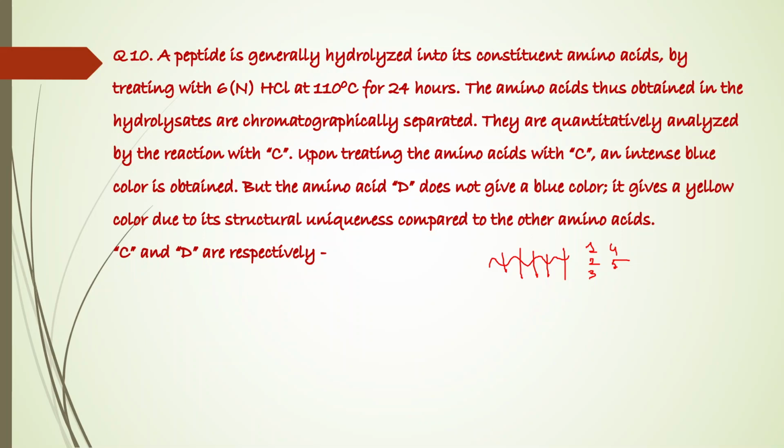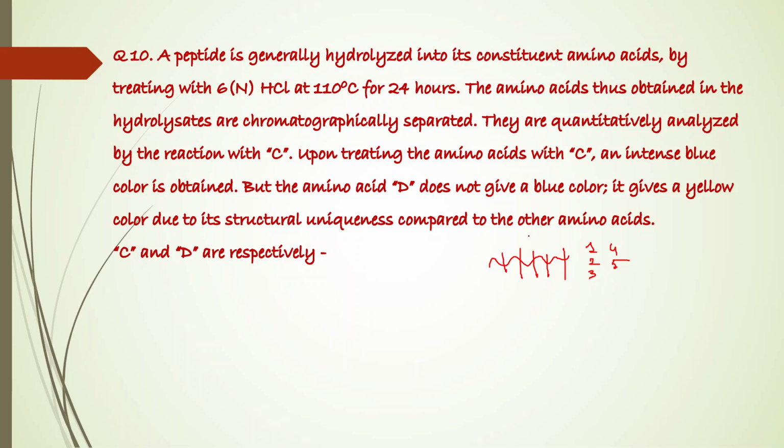C. Upon treating the amino acids with C, an intense blue color is obtained. But the amino acid D does not give a blue color. It gives a yellow color due to the structural uniqueness compared to the other amino acids. You have to identify C and D respectively.